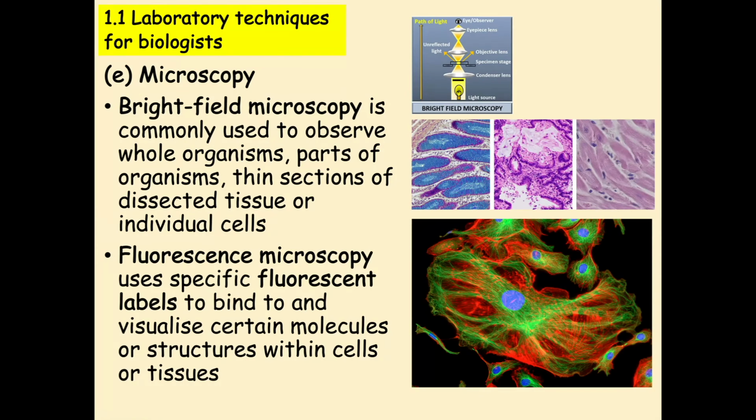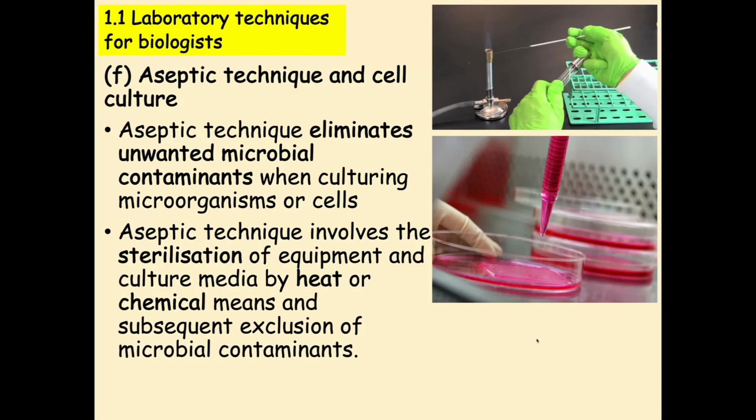Okay, so there's lots of features there that stand out that are very striking and visual because we've used these fluorescent labels. And it means that if we're looking for a particular structure or a molecule within a cell, we can see it much more easily than we could normally. So that's the purpose of fluorescence microscopy.